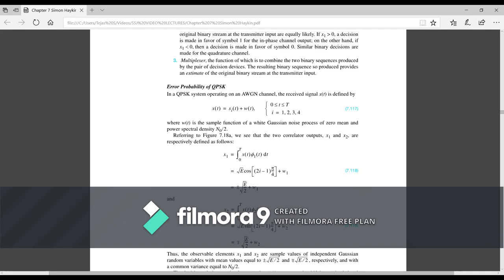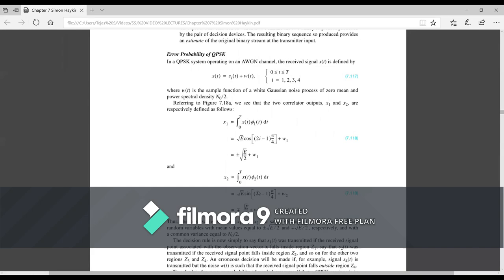Now similarly, x2 is equal to the integral from 0 to T of x(t) phi 2(t) dt. I substitute for phi 2(t). Since i is equal to 2 here, I take s2(t) plus w(t), that is nothing but w2. So I get minus or plus root of E by 2 plus w2. Here, I get this value by substituting values for i varying from 1 to 4. So you will get this. Similarly here also.